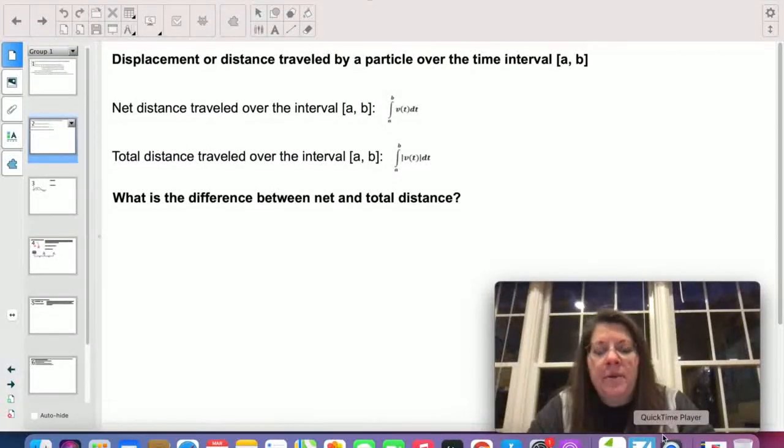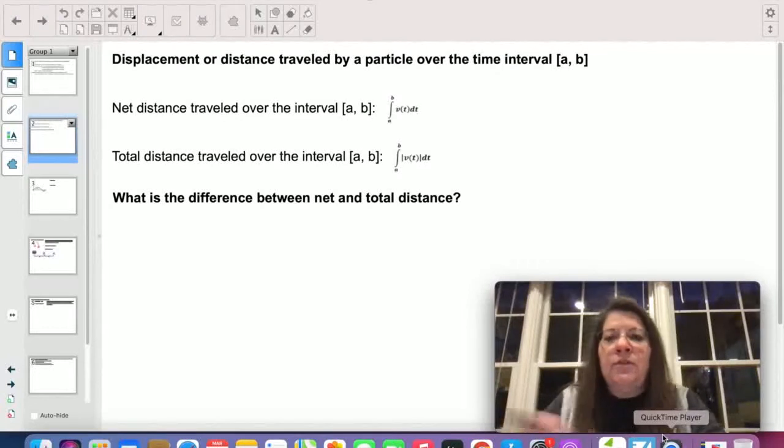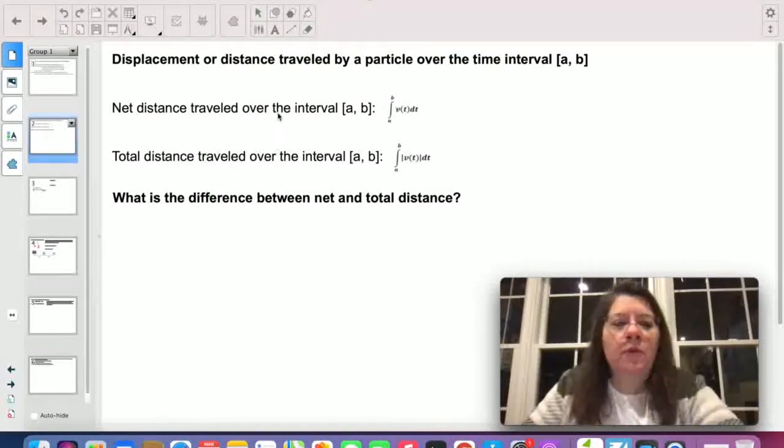The displacement, or the distance traveled by a particle over a time interval AB, which is a closed interval. The net distance traveled over the interval AB is the integral from A to B of the velocity function. The total distance traveled over a time interval AB is the integral from A to B of the absolute value of V of t dt. And you need to understand the difference between these two things. So let's talk about the difference between these two.